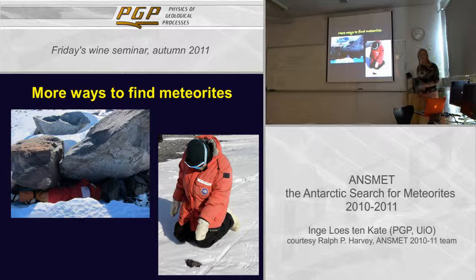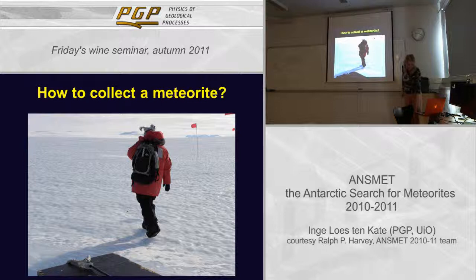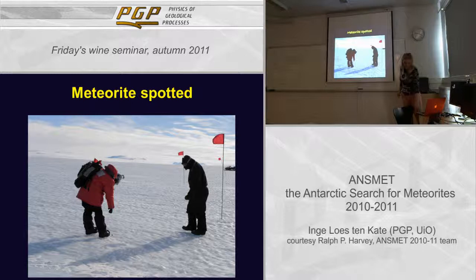So how do you collect a meteorite? Well, first you spot your meteorite, and then you halt your skidoo and you start waving till the rest have seen you as well, so that sometimes takes 30 seconds and sometimes 2 minutes. Then you walk to the meteorite with a meteorite collection bag. So then you point at the meteorite and someone else comes and helps you collect it.